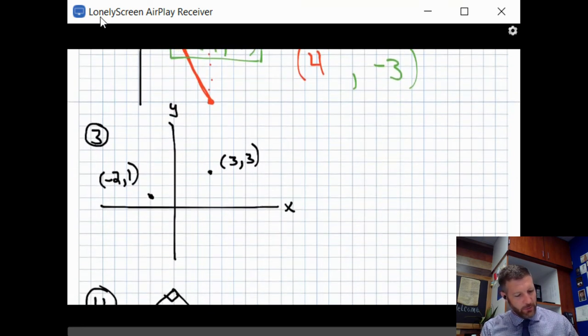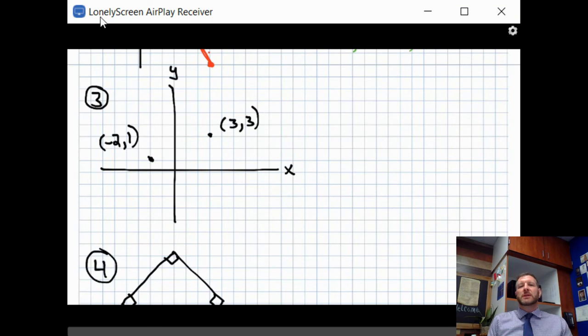Okay, question number 3. So basically the two skills you'll be doing in this lesson are finding midpoints, and the second skill is for this question, and that is finding the length. How far apart are 2 points? What's the distance between them? And so this problem gives you 2 points. It says, how can you use the Pythagorean theorem to find the distance between 2 points?